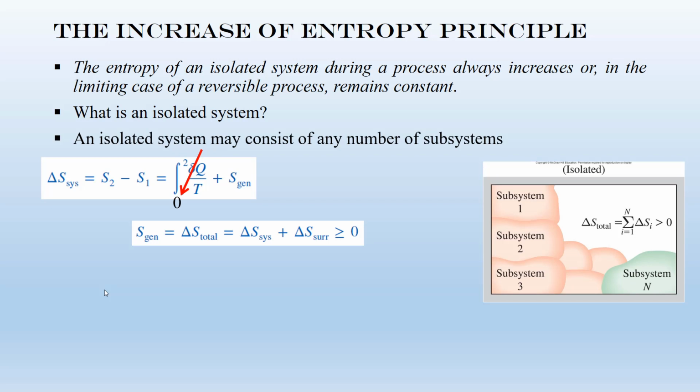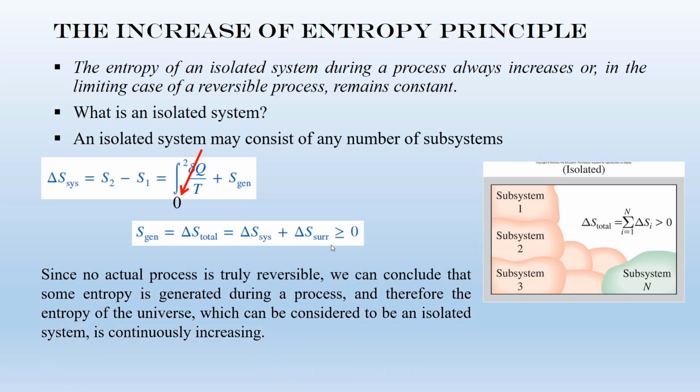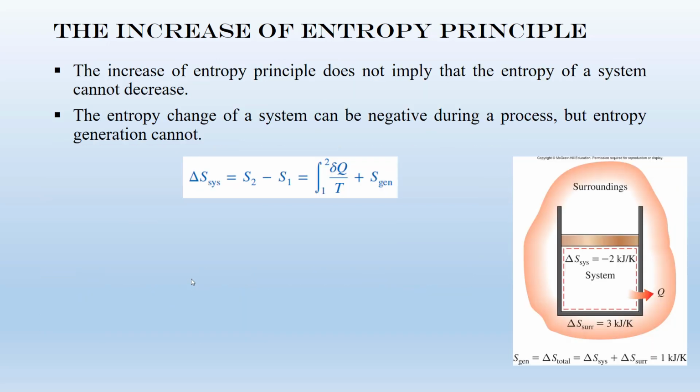Here, what's the S generation, guys? The S generation is the combination of the delta S for the system and the surroundings. And here you can see, guys, that the S generation is always positive or equals 0 for an isolated system, meaning that the entropy of the universe is continuously increasing. So based on this equation, the S generation, or the total entropy of the universe, which is an isolated system, is continuously increasing. Okay, guys.